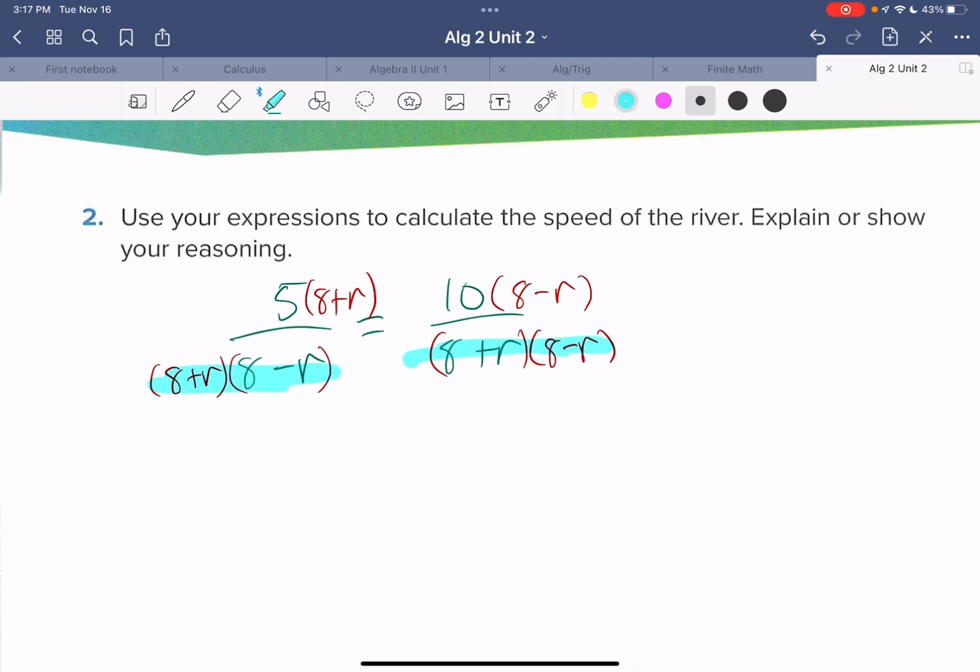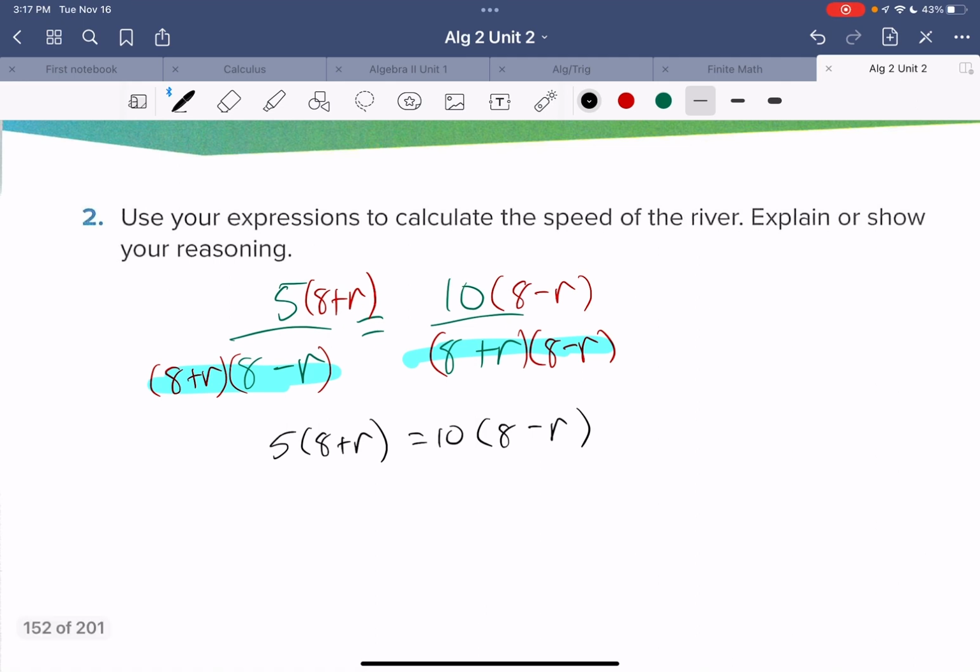This is the same as this. Since the denominators are the same, the numerators are the same. So I can set the numerators equal to each other. So I get 5 times the quantity 8 plus r is equal to 10 times the quantity 8 minus r.